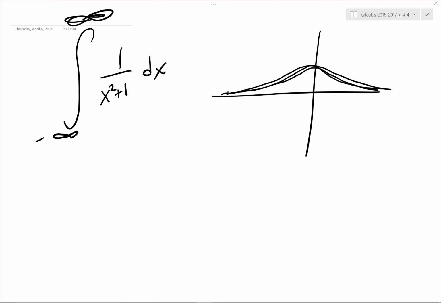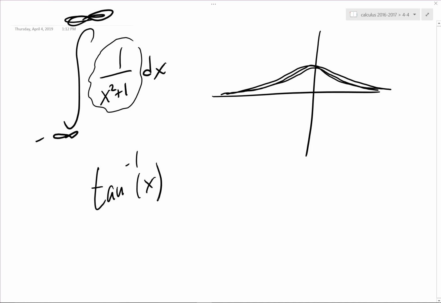What is the antiderivative of 1 over x squared plus 1? We should recognize him. Something about tangent. It's arctangent! Recognize it. That's right. But before I get carried away, what I probably should do is remember I need to evaluate that from negative infinity to 0, and then I need to do that plus 0 to infinity.